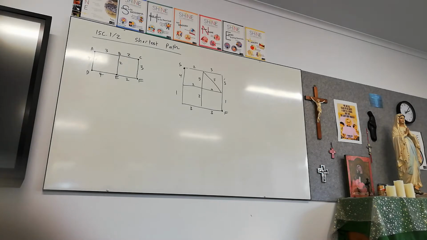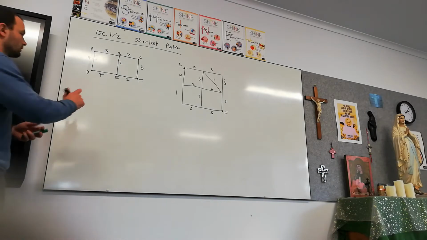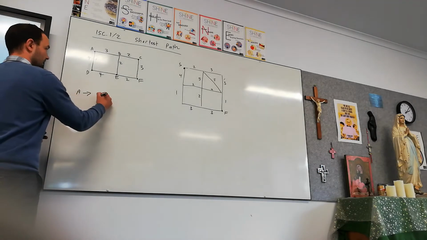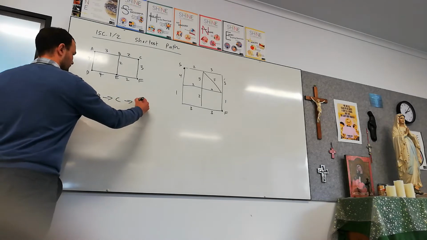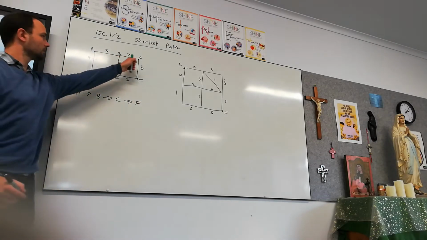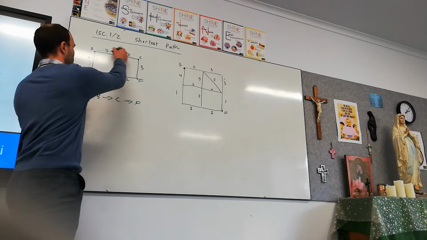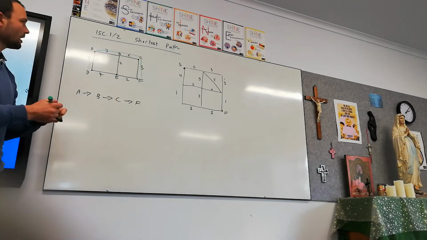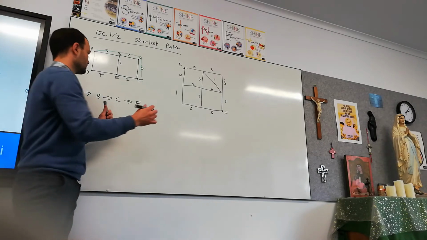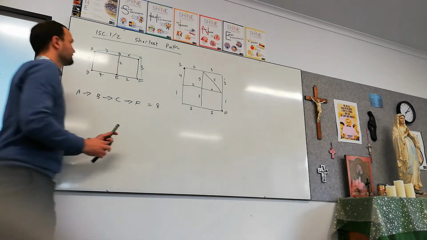And so if we think of the possible paths, we could go from A to B to C to F. That'd be this way. Okay, so that's one path. Sketch it up here. And that would be 3 plus 3 plus 2. That's a distance of 8.